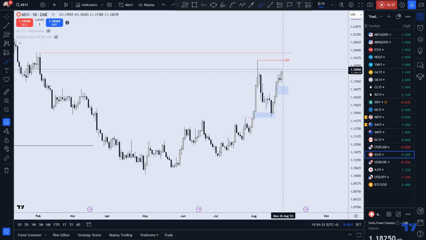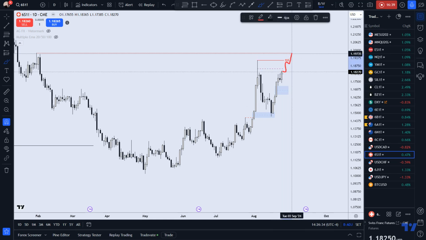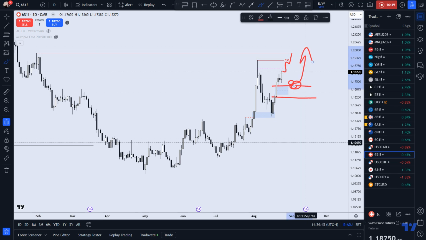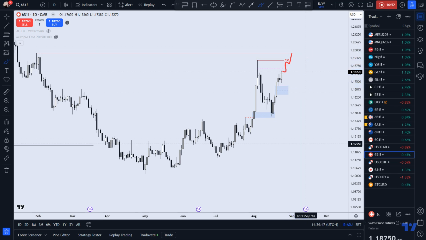Price may have enough momentum to continue higher to take that. I would love to see it hit here so I could take a higher probability trade and have a higher profit margin, to take a buy on those. I'm only interested in buys in this market. I'm not interested in sells.